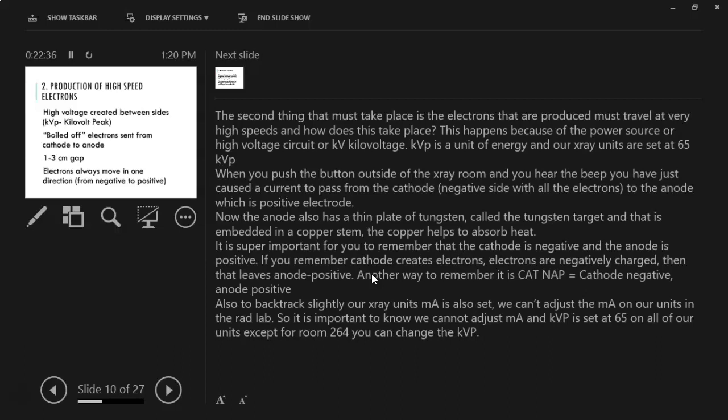And then I have a note here about backtracking. Also to backtrack slightly, I already said that.